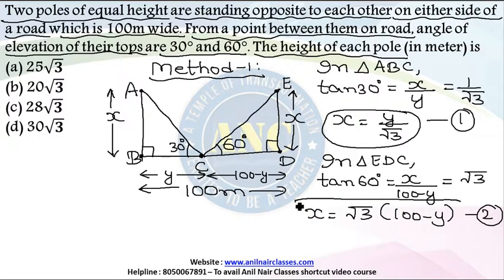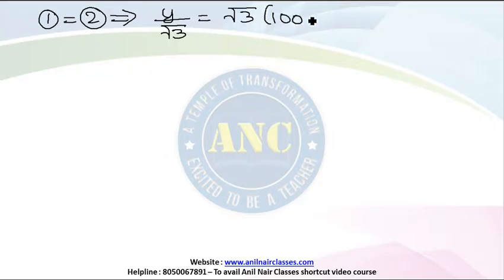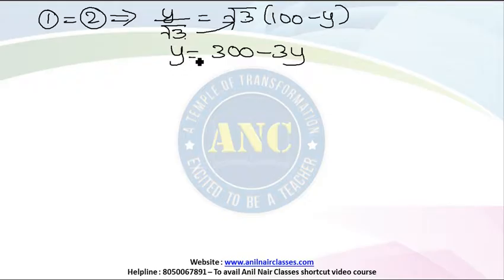First equation left hand side is X. Second equation left hand side is also X. Equate the right hand sides. Right hand side of equation 1 is Y by root 3. Right hand side of equation 2 is root 3 times of 100 minus Y. Cross multiply. Root 3 into root 3 is 3. 3 into 100 is 300. 3 into Y is 3Y. Left hand side is Y. So it is 4Y is equal to 300. So Y value will be 75.